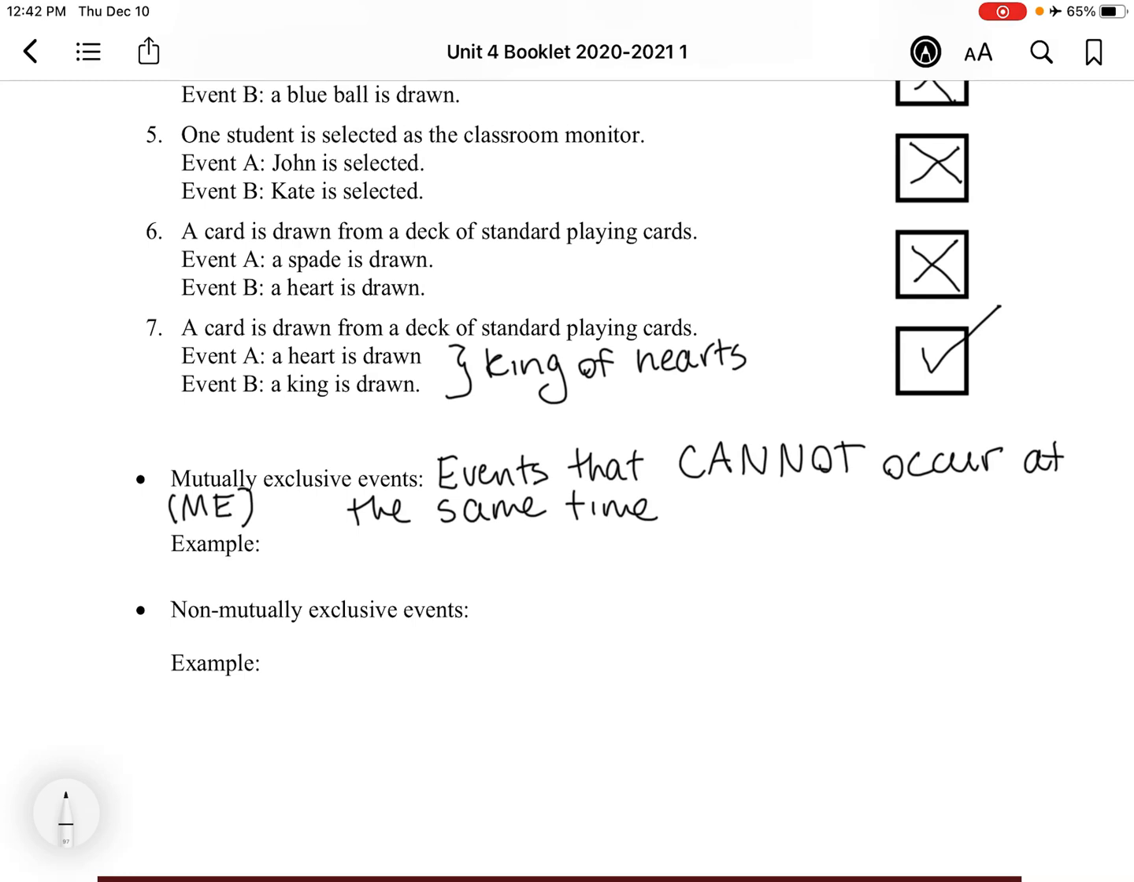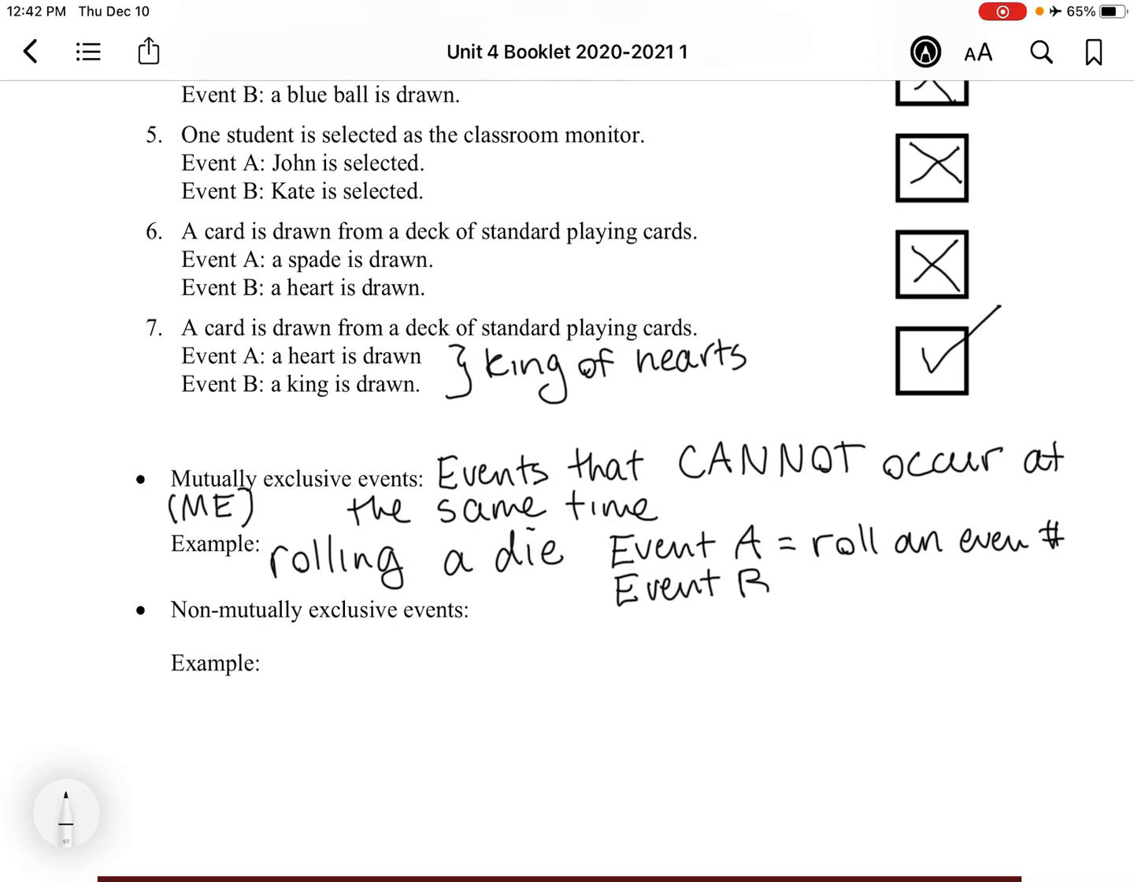If we were to come up with another one, let's say we're rolling a die. Okay, and event A is you roll an even number. And event B is that you roll an odd number. Okay, well, you can't roll an even number and an odd number at the same time. So those two events would be mutually exclusive.